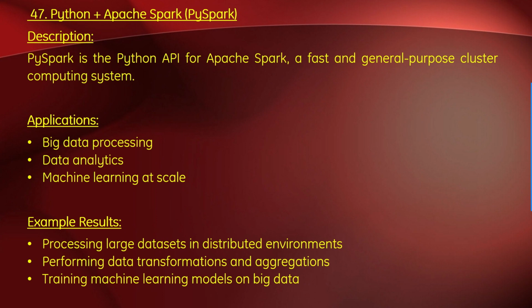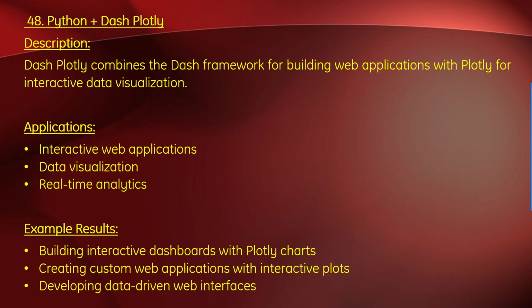Moving on, we have Python plus Apache Spark, which is also called PySpark. PySpark is a Python API for Apache Spark, a fast and general purpose cluster computing system. The applications majorly include big data processing, data analysis, and also machine learning at scale. Examples where PySpark has been used are processing large data sets in distributed environments, performing data transformation and aggregation, and training machine learning models on big data.